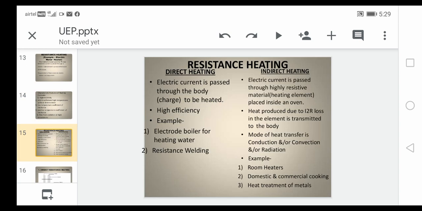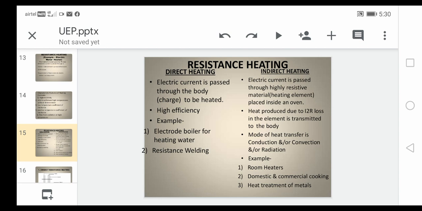There are different types: direct and indirect resistance heating. In direct resistance heating, electric current is passed through the body. In electrical terminology, that body is called the charge to be heated. In indirect heating, electric current is passed through a highly resistive heating element placed inside an oven. Direct heating has a high efficiency. Heat produced due to I square R loss in this element is transmitted to the body.